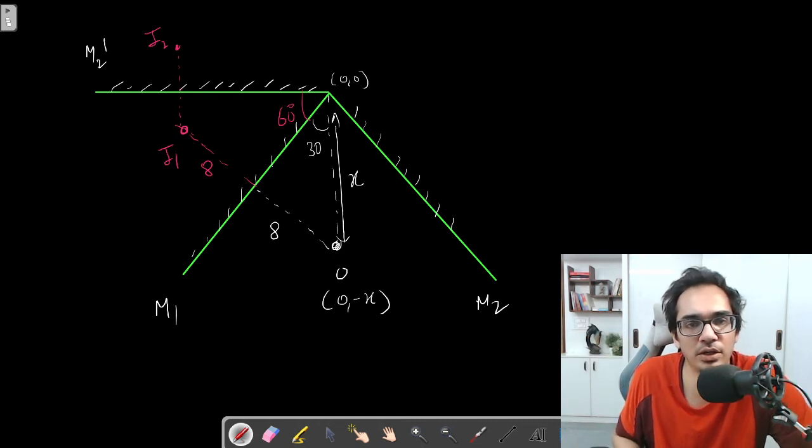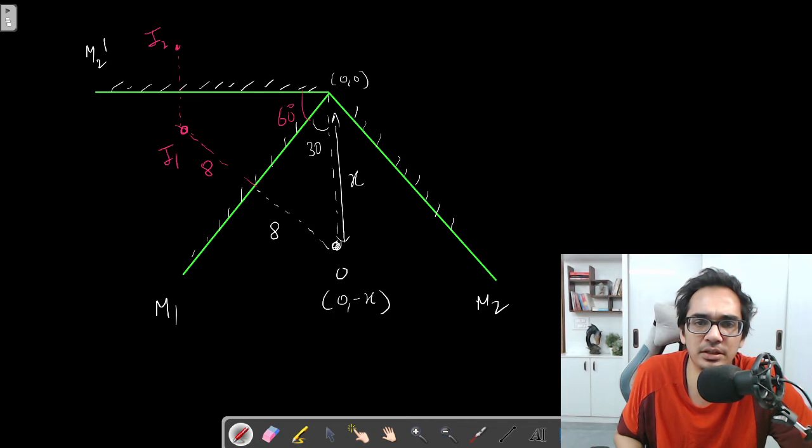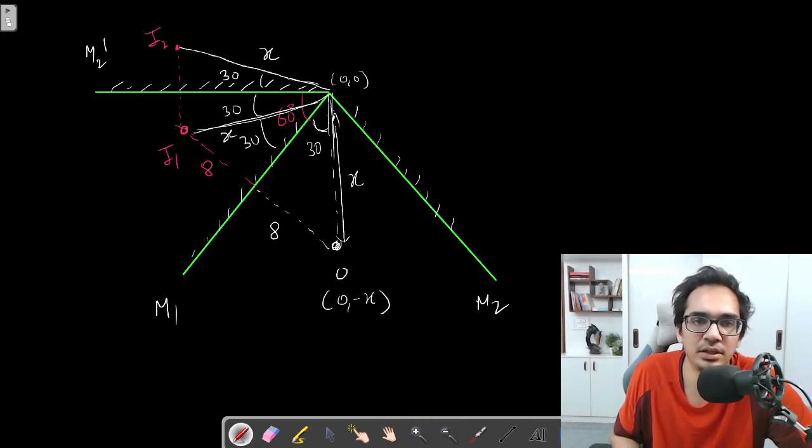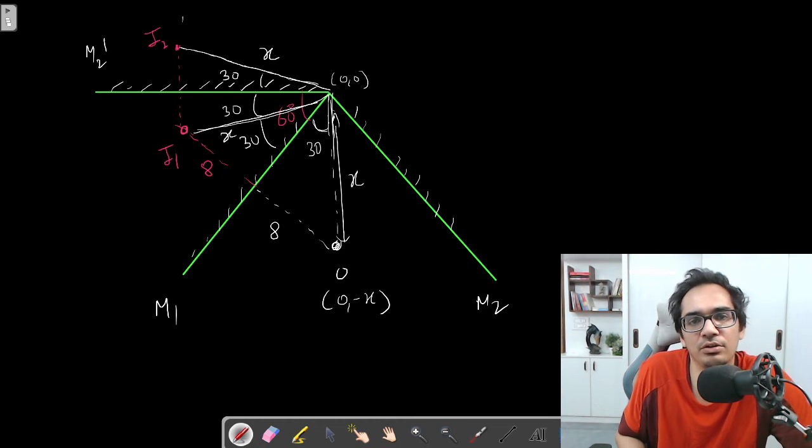So we have to find the coordinate of I2 now. So how to find the coordinate? Again, use symmetry. This angle is 30 degrees, so this angle is also 30 degrees. Total was 60, so this angle is also 30. As simple as that. If this distance is x, this distance is also x, and this distance is also x, because of the mirror symmetry. Now if this distance is x, what is the coordinate of I2? It will be minus x cos 30, comma x sin 30.